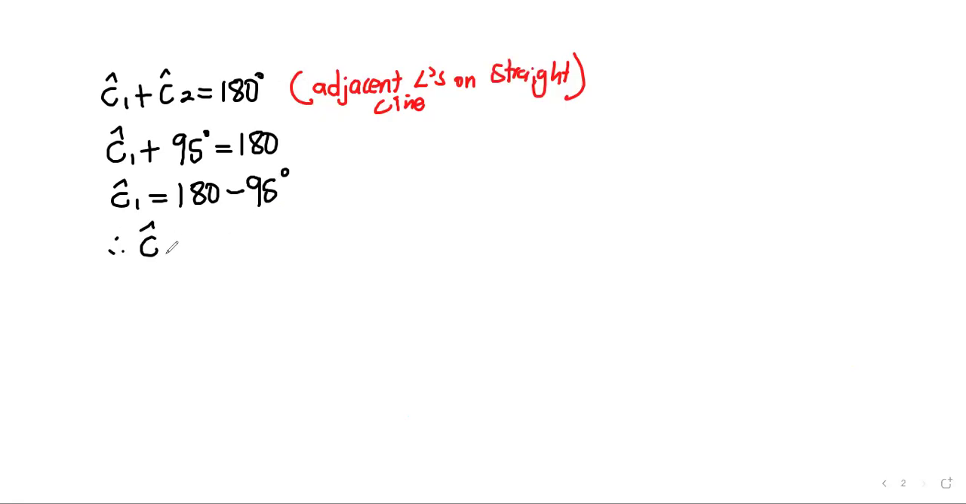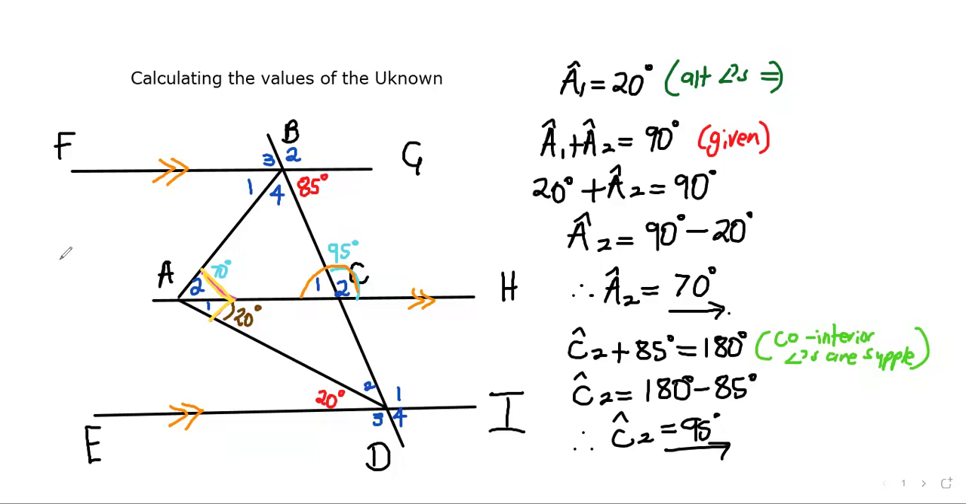Therefore, the value of angle C1 is equals to 180 minus 95. We say 180 minus 95 degrees. We are getting 85 degrees. So it means to say the size of angle C1 is going to be 85 degrees. So here we're just going to write 85 degrees.